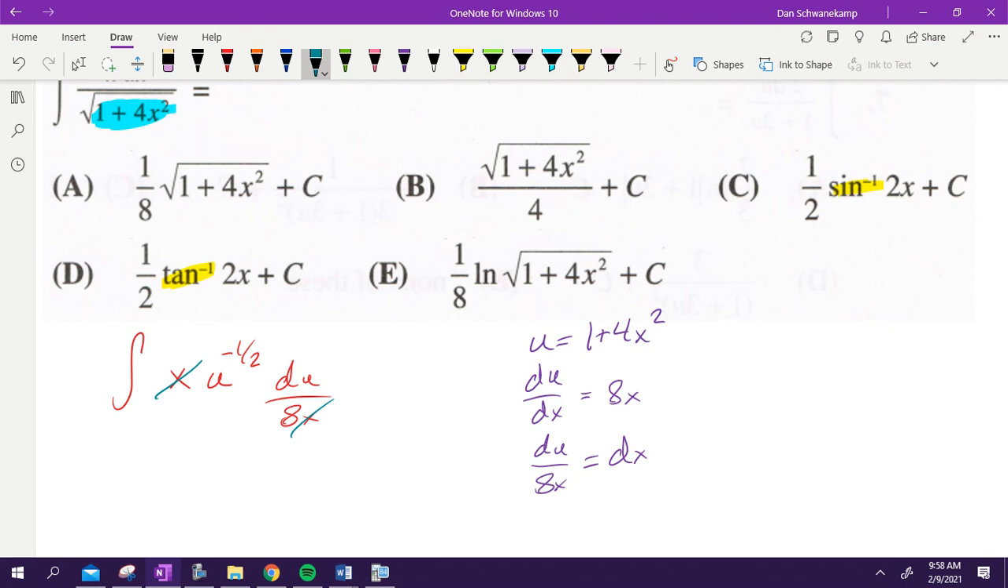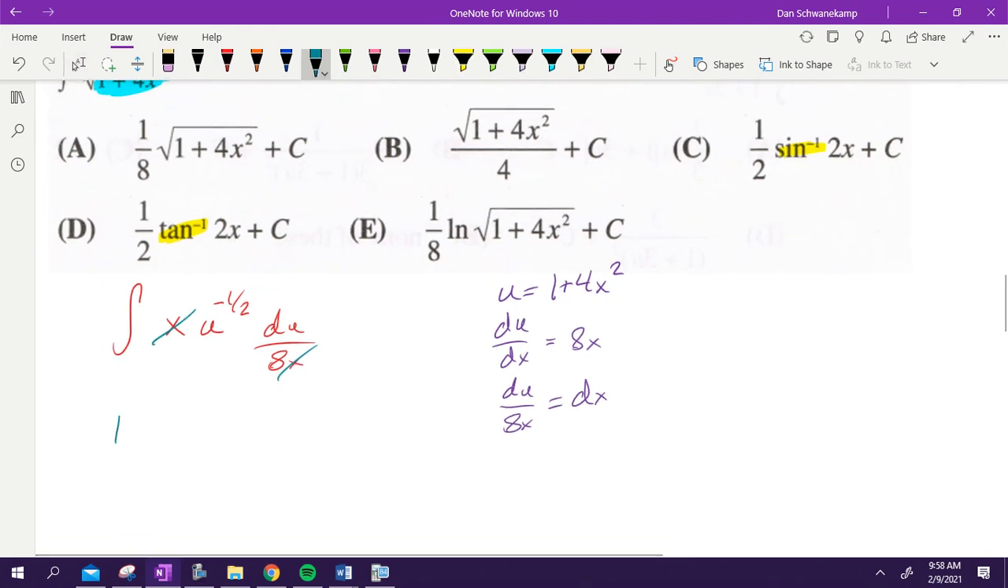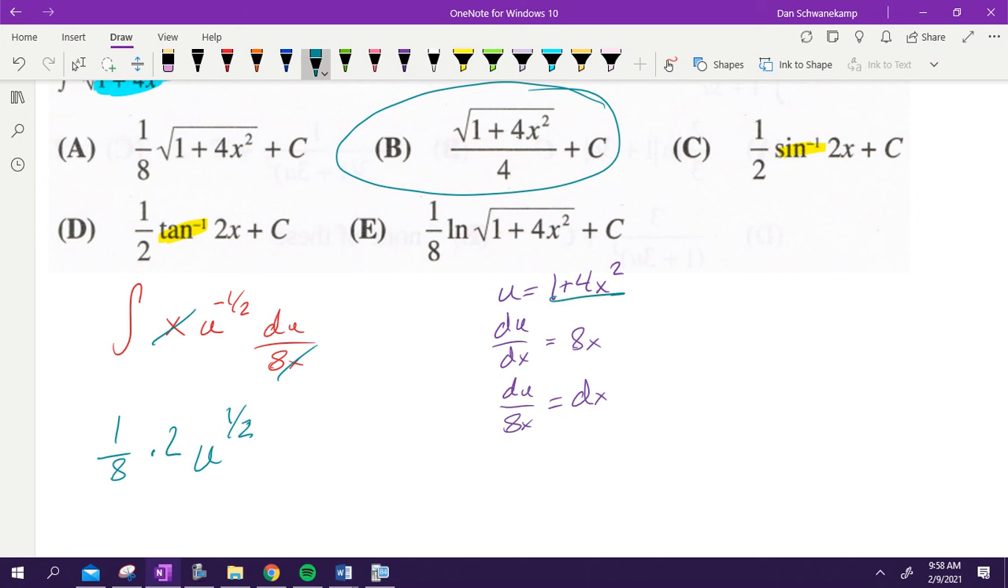Do I have any constants? 1/8, so I'm going to pull that 1/8 out in front. Then I'm taking the antiderivative of u to the negative 1/2. I add 1 to my exponent. Just plain 1/2. I add 1 to my exponent, and then I divide by my exponent. So if I'm dividing by 1/2, it's like multiplying by 2. So in the end, I'm getting this one right here. It's 1/4. And then u to the 1/2, it's 1 plus 4x squared to the 1/2. So it's square rooted. Don't forget your plus c.